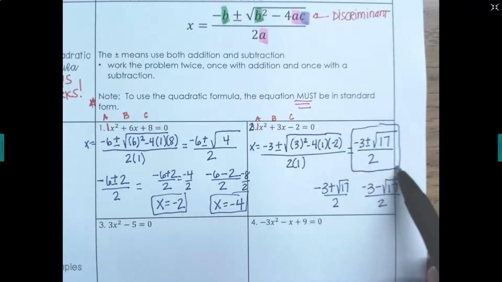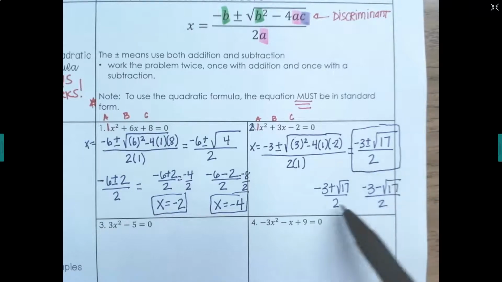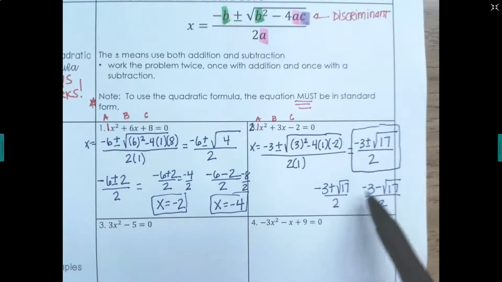But usually what we're looking for is the simplified radical form right here. And it's simplified because everything's the same except one's plus and one's minus. We can write them together. All right. Hopefully we're doing okay. Let's keep plugging in and see what happens.